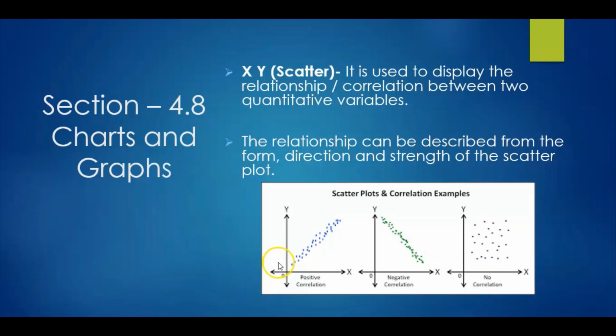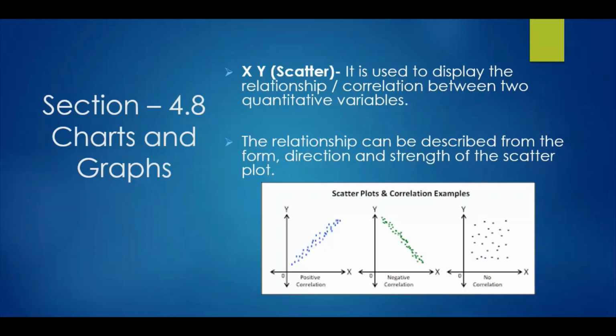In this picture, you can see there are three different charts. The first one represents the positive correlation, the second one represents the negative correlation, and the third one represents the no correlation. Positive correlation means when the value of x increases, the value of y also increases. It means there is a direct relationship between two variables.